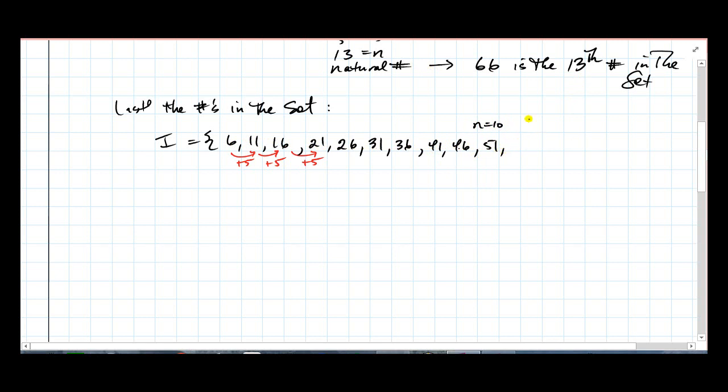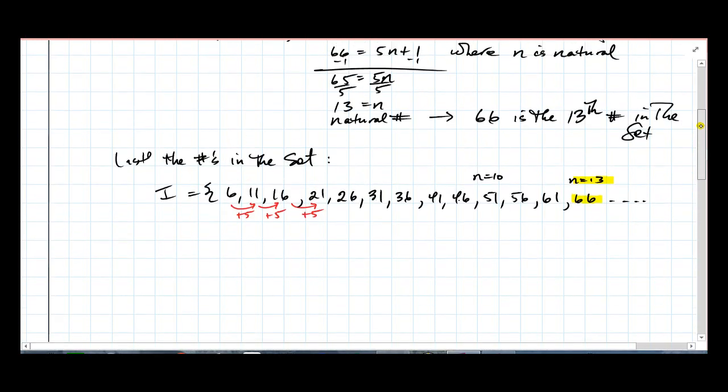Okay, so I got to go to the 13th. So add 5 is 56. Add 5 again, 61. Add 5 again, 66. So this is n equals 13. This is the 13th value. All right, boom, 13th number, and the list goes on and on.